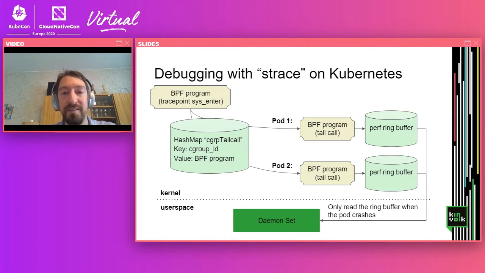Then, depending on the container, it can redirect the execution to another BPF program, one for each different container that has been configured. It will output the data about the system call into a ring buffer for each container. This ring buffer is written and overwritten in a loop, but it's never read unless the user explicitly asks for it, for example if they want to debug the application because it has crashed. In this case, the data is retrieved by the daemon set where traceloop is running, and the user can see it with kubectl gadget traceloop.